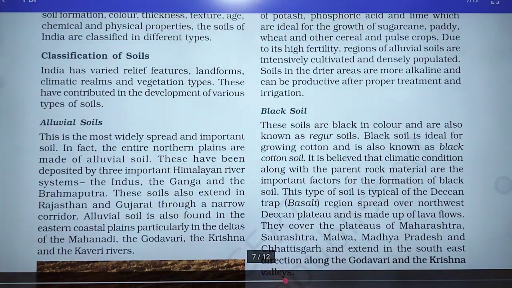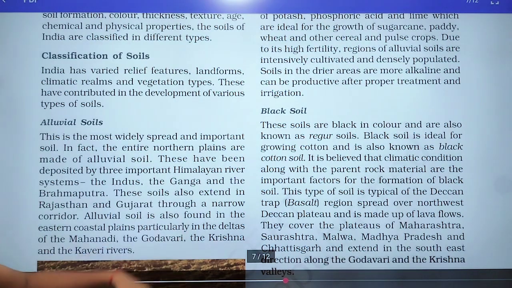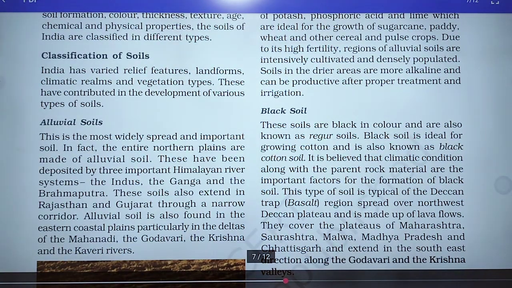So our first soil type is alluvial soil. This is the most widely spread and important soil. In fact, the entire northern plain is made up of alluvial soil, and it is also the most fertile soil.